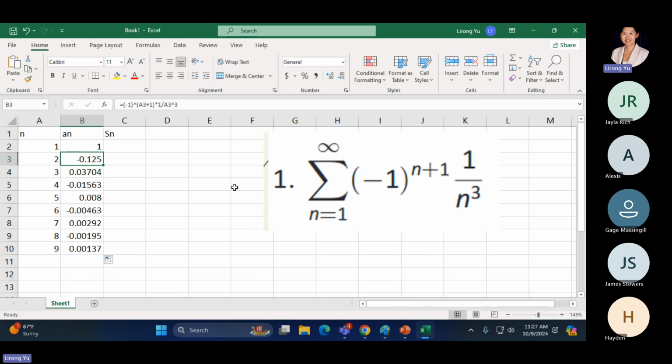Okay, so now we can do a summation. So for example, this one is supposed to equal to, well, it can't equal, cannot put anything else.